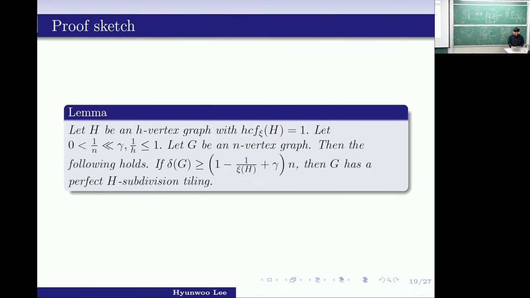Now let's go into the proof. In this talk, I will talk about the first part because this one is much easier than the later part. Okay, so what I want to do is, I will assume that for every graph H the HCF psi of H is 1, then it suffices to show that this minimum degree threshold forces the existence of perfect subdivision tilings. Okay, now let's go into the proof sketch.